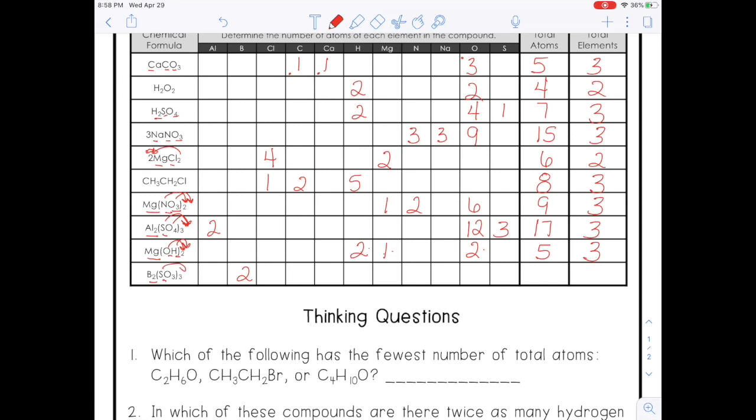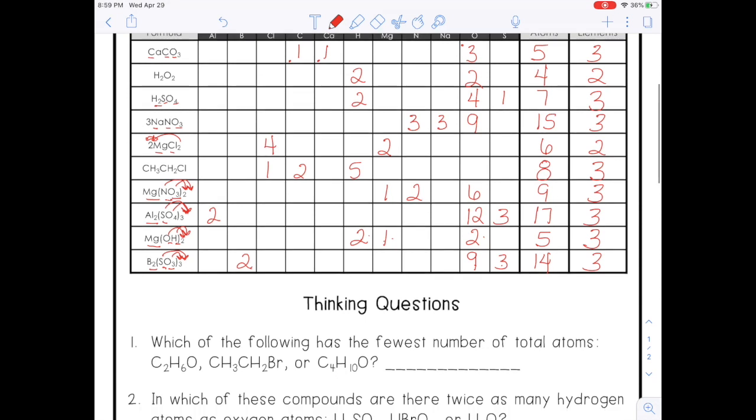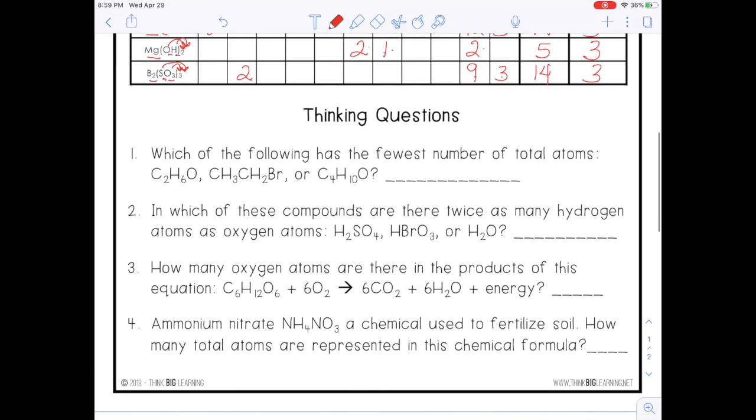S has an invisible 1 times the 3 outside is going to be 1 times 3 is 3. O3 times the 3 outside is going to give me 9 oxygen. 2 plus 9 is 11, plus 3 is 14, and I have 1, 2, 3 elements. Phew, that one's all done. Let's take a look at some of these questions down here.